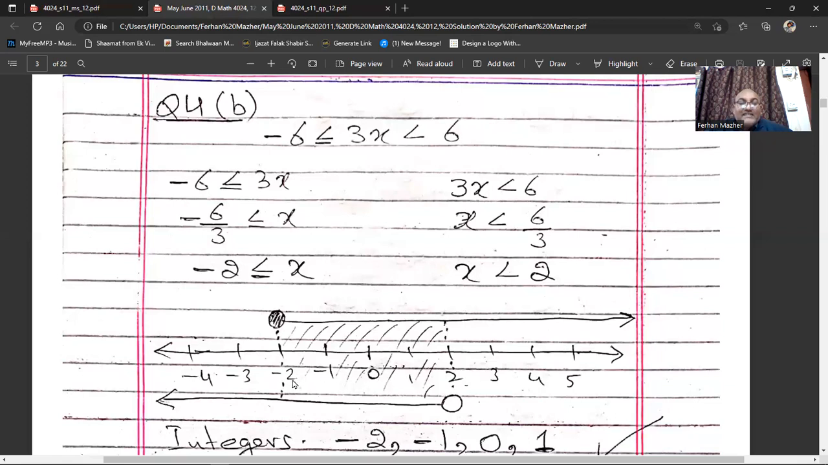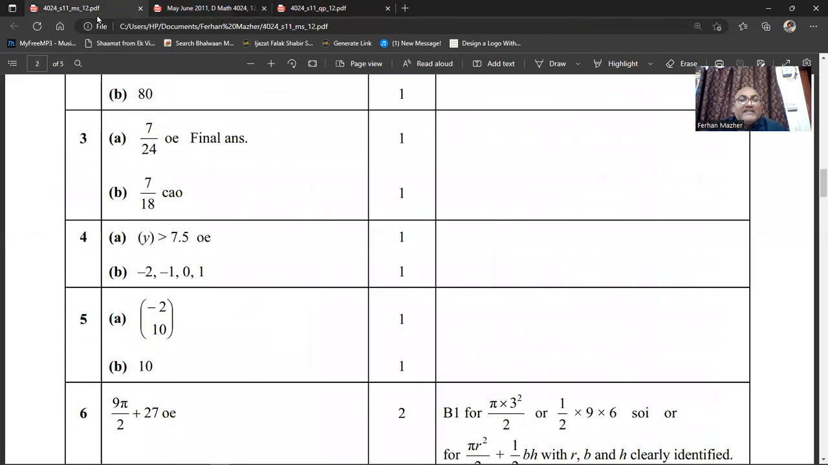So in this, the integers are, this is included. So minus 2, minus 1, 0, 1. But this 2 is not included because this circle is not shaded. Because this circle is shaded, that's why the minus 2 is included. But this 2 is not included. So the integer values in this solution are minus 2, minus 1, 0, and 1. So you see, this is my list. Okay, so let's see, minus 2, minus 1, 0, and 1.